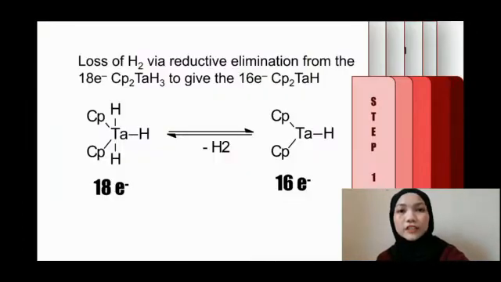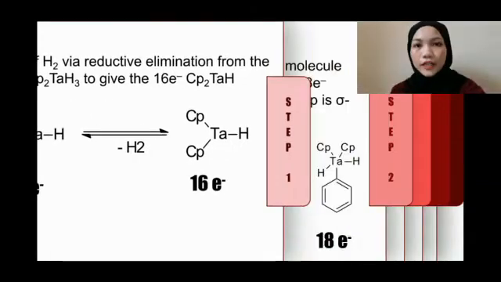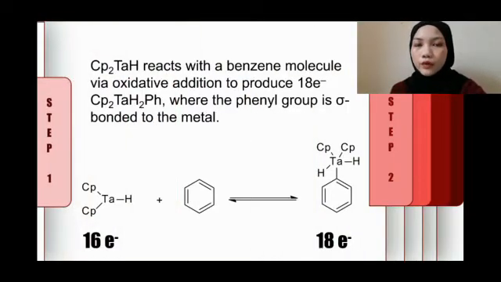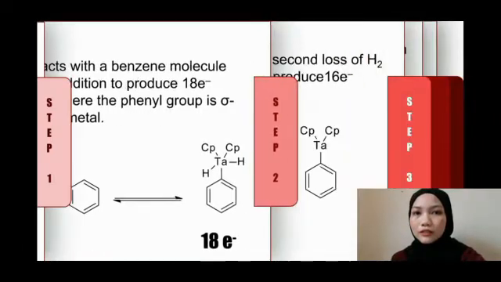So, the first step of this mechanism is the bicyclopentadienyl tantalum trihydride will lose 2 hydrogen atoms to form 16 electrons of cyclopentadienyl tantalum hydride, which will then react with benzene molecule to form back 18 electrons of Cp2TaH2Ph, where the phenyl group is sigma bonded to the metal.